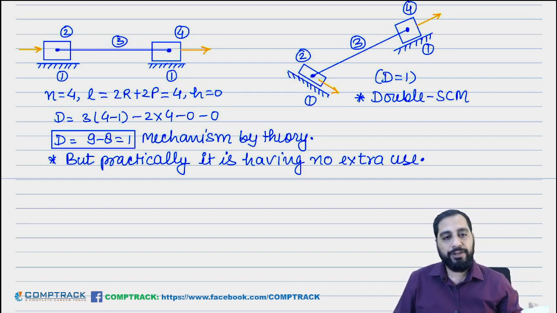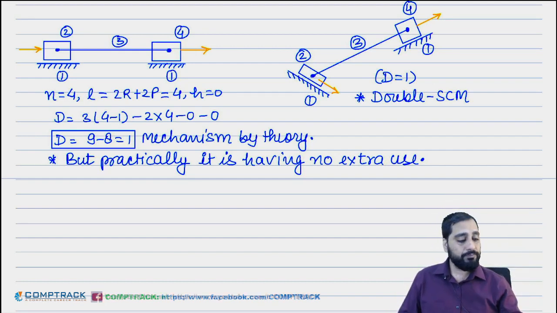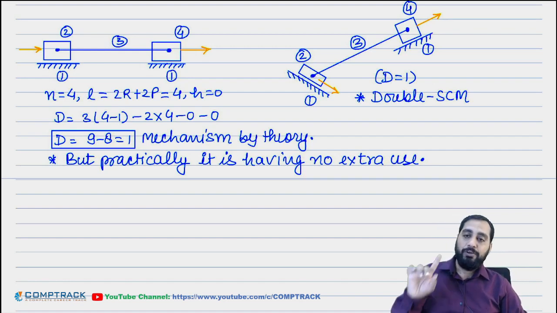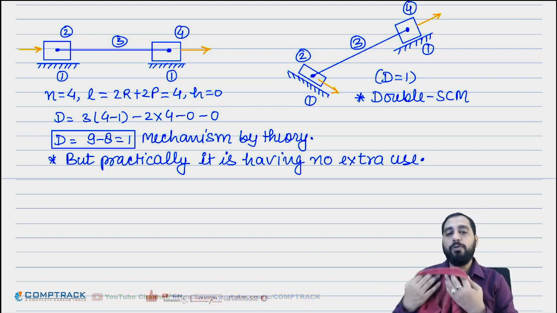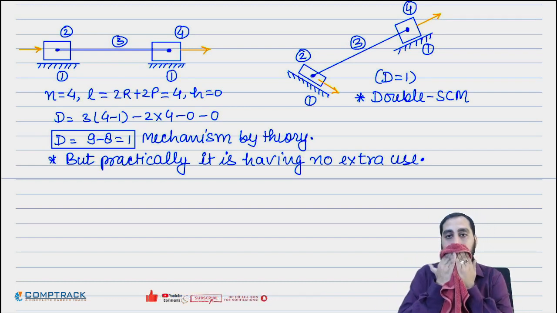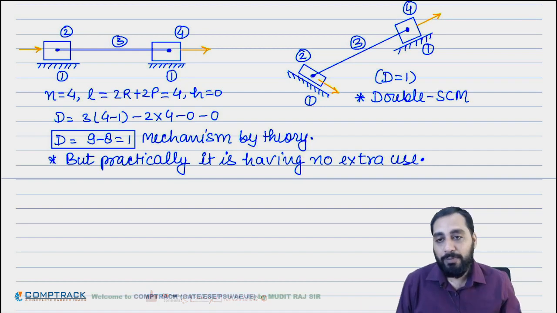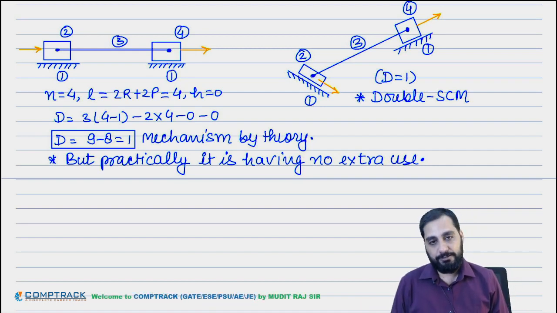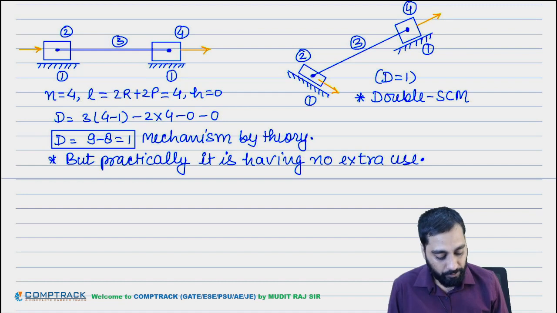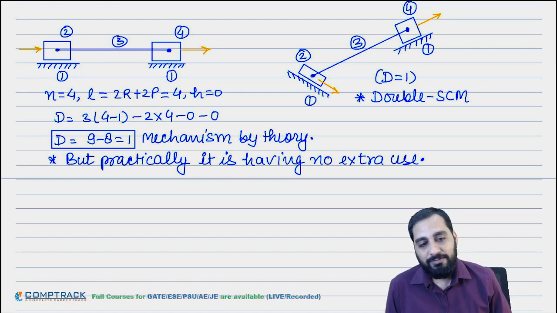Those who got this point, write down Jai Hind. Still this theory is not complete. Okay, theoretically it is saying this is a mechanism, but practically this is of no use. You can replace all the 3 links, 2 slider and 1 intermediate link, by single link. Okay, very good. So theory is in developing phase. It is not still fully developed.